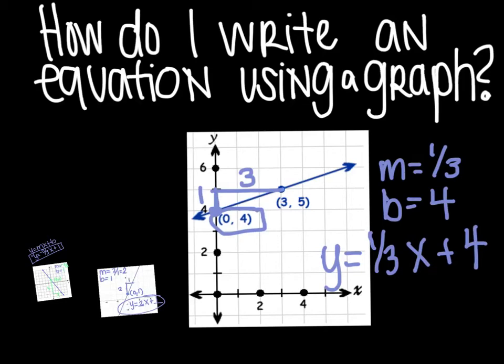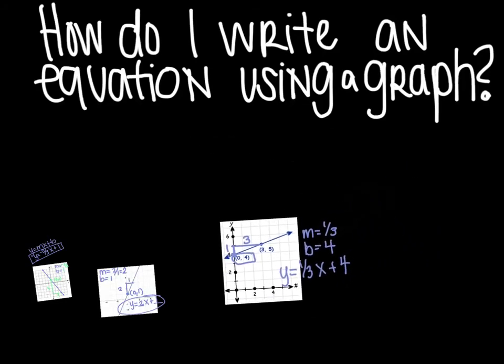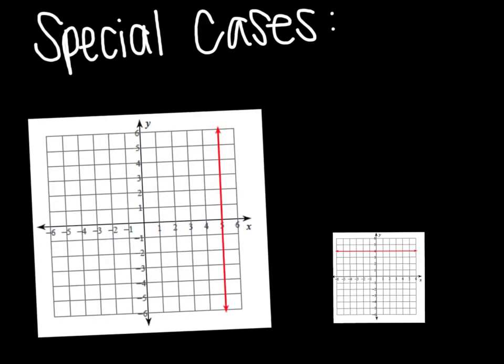Keep in mind, even though none of these examples had it, you can have your b be negative, so just keep that in mind. There are two special cases I want to talk about.